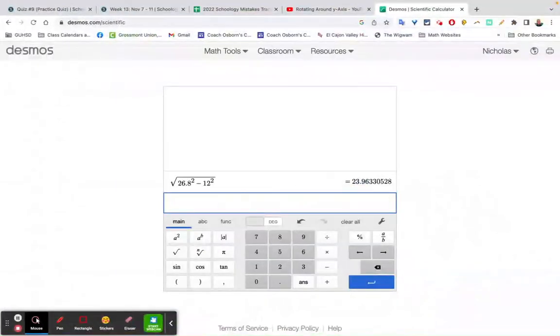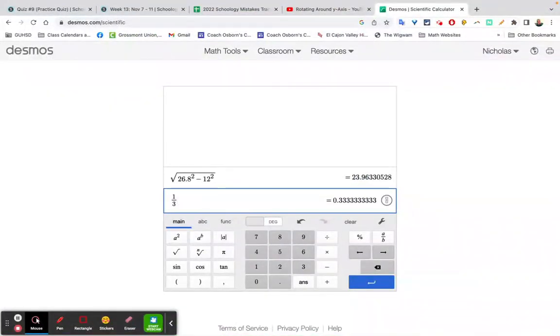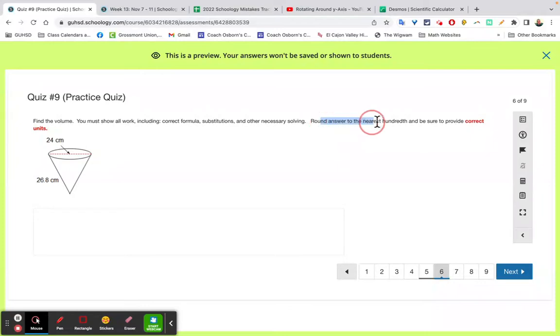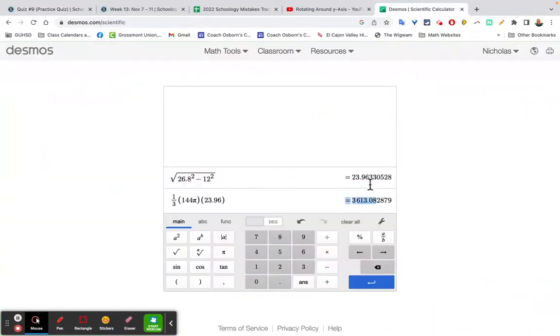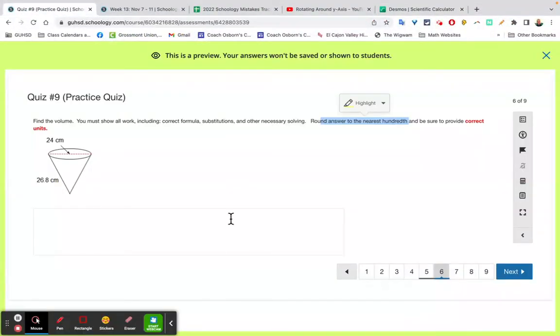Go ahead and use this on Desmos. 1/3 times 144 pi, and then times 23.96. So the final volume ends up being 3,613, and we'll go ahead and round to the nearest. I think it actually tells us where to round it to. It says round to the nearest hundredth. Okay, so we need two numbers after the decimal. So we want 0.08. That 2 does not affect the 8, so it's just going to be 0.08. So now our final answer would end up being that.